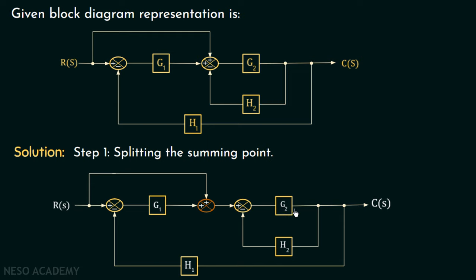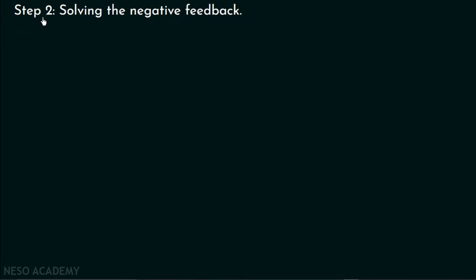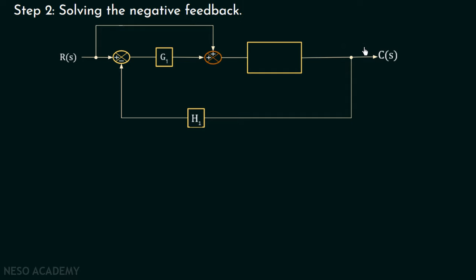The forward path gain is G2 and the feedback path gain is H2. This is a negative feedback system, and we can replace this with a single block which will have the transfer function G2 over 1 plus G2 H2. So our step number 2 will be solving the negative feedback. Moving on to step number 2, which is solving the negative feedback. If we solve the negative feedback of the closed loop system, we will have the block diagram representation like this, and we have replaced the closed loop system with a single block. And the gain of this block will be the closed loop transfer function, which is G2 over 1 plus G2 H2.